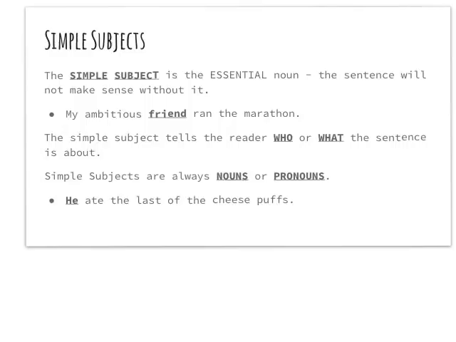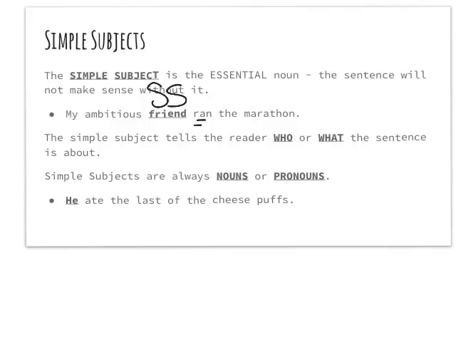If we look at the examples below, my ambitious friend ran the marathon. The essential noun that the sentence can't live without is friend. Who or what is it about? My friend. What did the friend do? The friend ran, but we can't live without that noun. The simple subject tells us who or what is happening, so that's always a question you can ask. Who or what is the sentence about? Simple subjects are always nouns or pronouns.